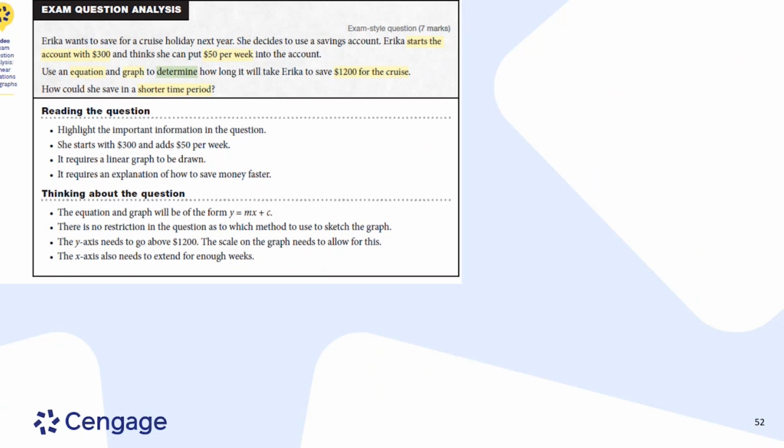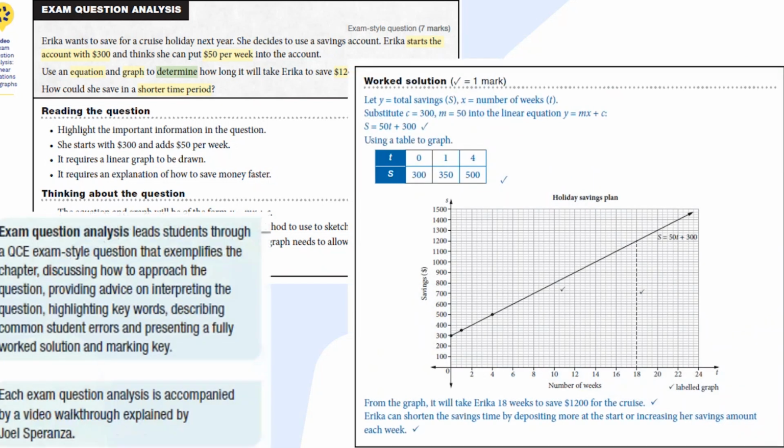So here we've got Erica, who's going on a holiday. You can see that we've highlighted sections of the question, and those highlighted sections are the key important parts that a student needs to help them solve the problem. We've also indicated some of the types of things they should be looking for as they're reading a question, or as they're thinking about how they might piece together a solution. And then we include a fully worked solution, and the worked solution will indicate where the marks would be allocated if it was to actually be marked by exam markers.